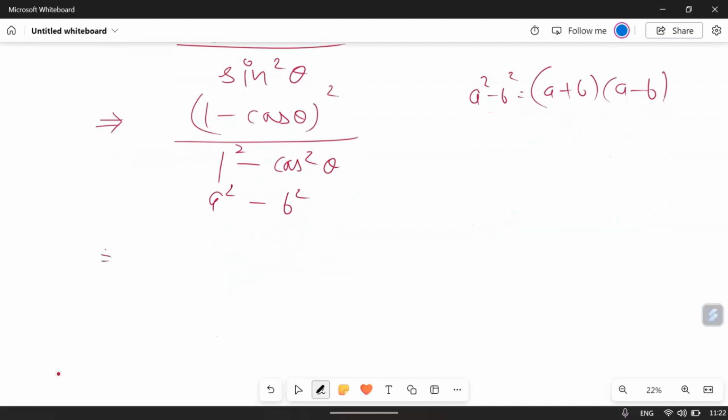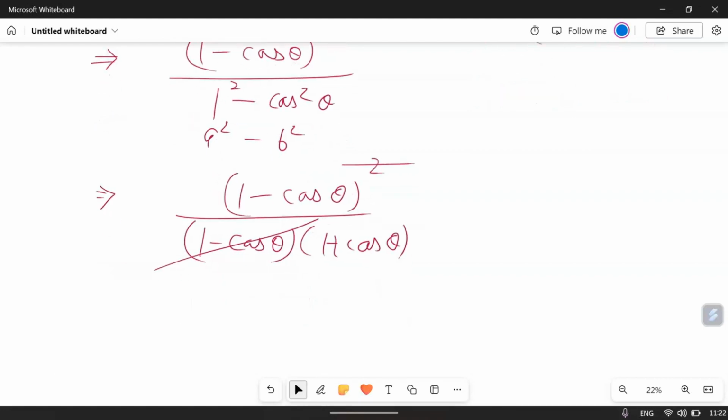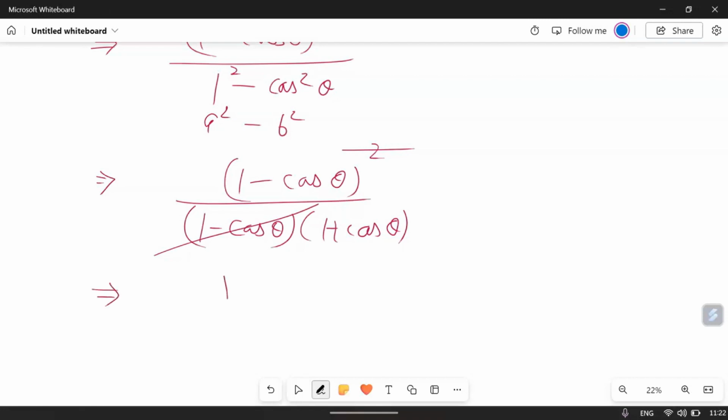So that gives 1 minus cos theta upon 1 plus cos theta. Why am I doing this with respect to the RHS? Always check the RHS, what you need to find out, so you can do this. Now above it is (1 minus cos theta) whole square, below it is 1 minus cos theta, so I can cut down one factor and the answer will be 1 minus cos theta upon 1 plus cos theta, and that will be your RHS. So I hope you get this question.